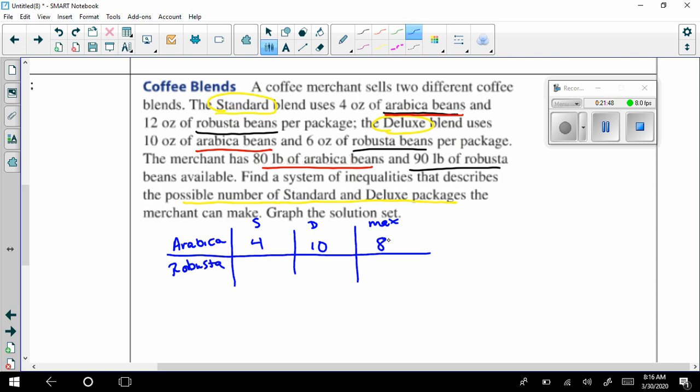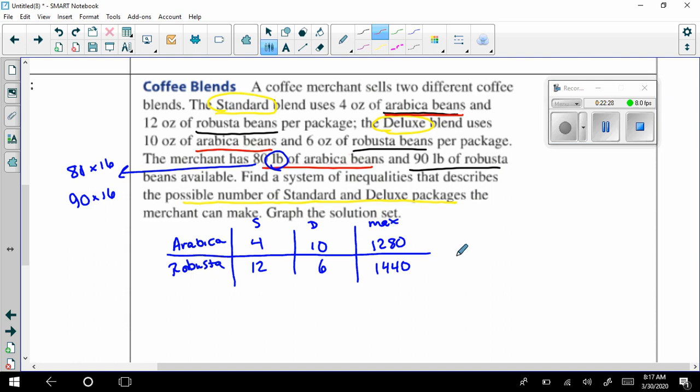80 pounds. Oh, all right, sorry, I needed to convert. So I take 80 times 16. That's how many ounces are in a pound. And then for our other type, we have 12 ounces in the standard, 6 ounces in the deluxe, 90 pounds total, so 90 times 16, so 1440. Because this is a maximum, that's where your inequality comes in.